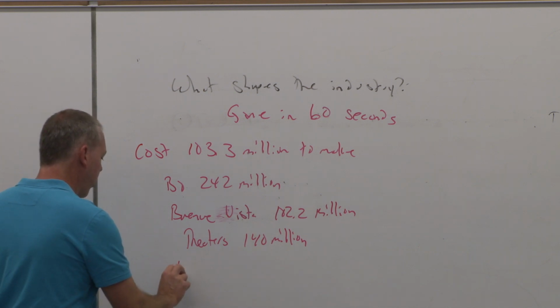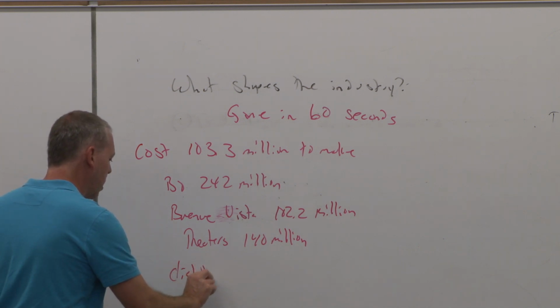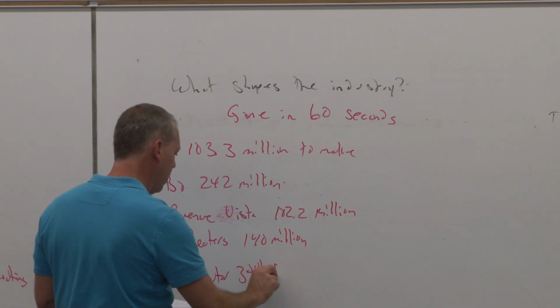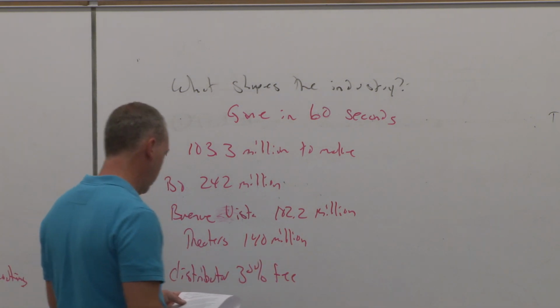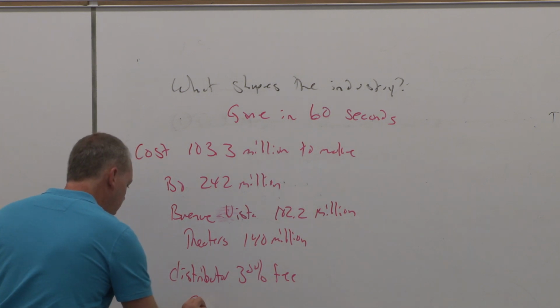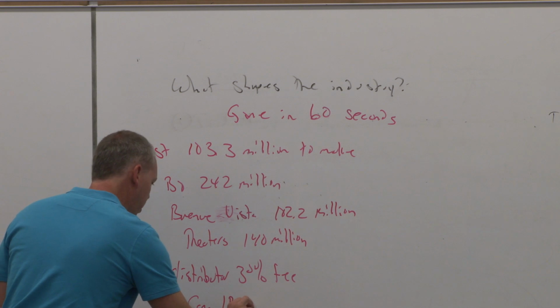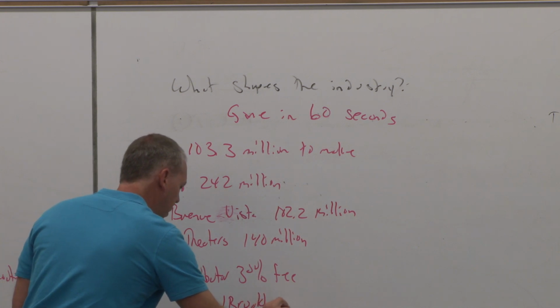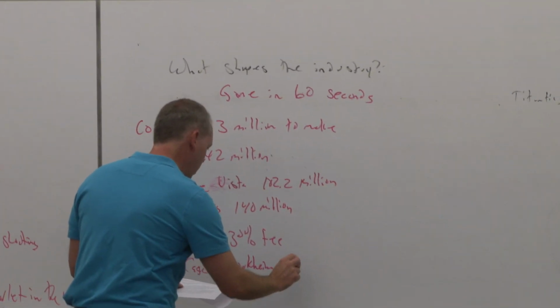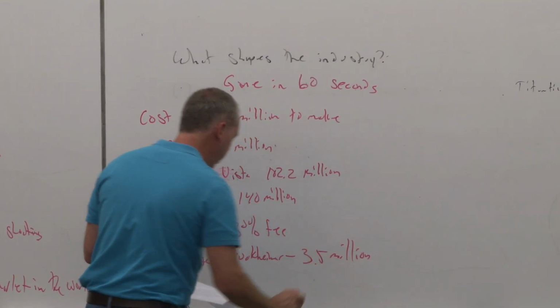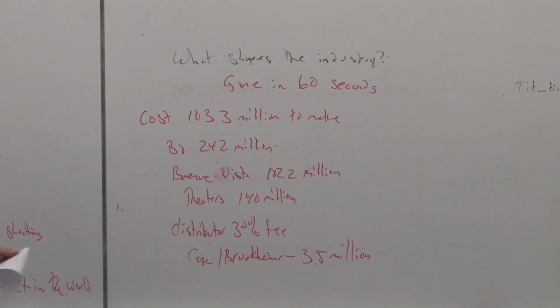You've got your distributor here. They got a 30% fee. Nicolas Cage and the director, Bruckheimer, they got $3.5 million each. Now the movie's $95 million in the red.